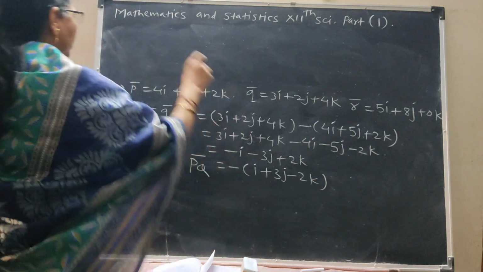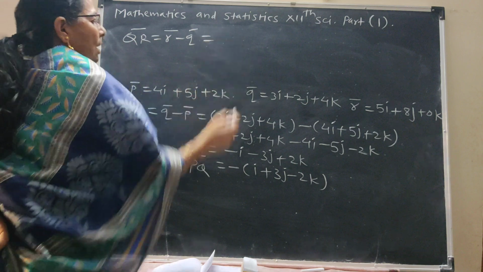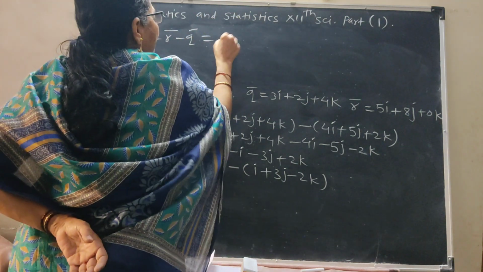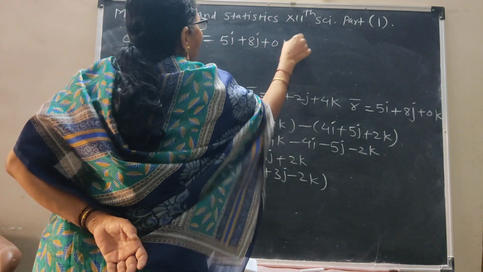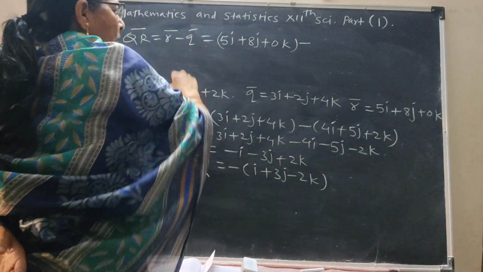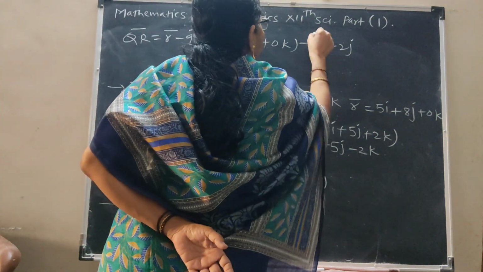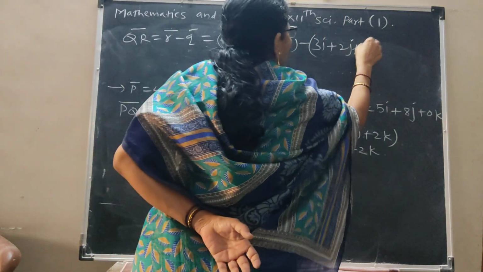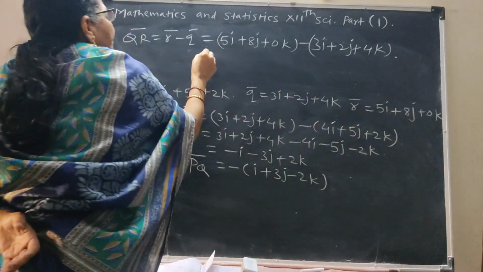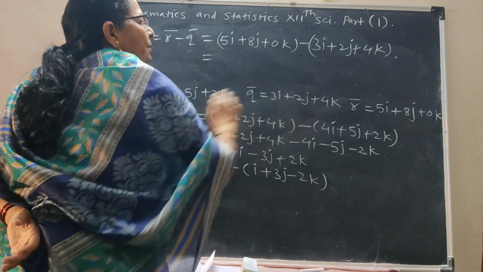Now find the value of QR bar, which is R bar minus Q bar. R bar is 5i + 8j + 0k, minus Q bar, which is 3i + 2j + 4k.